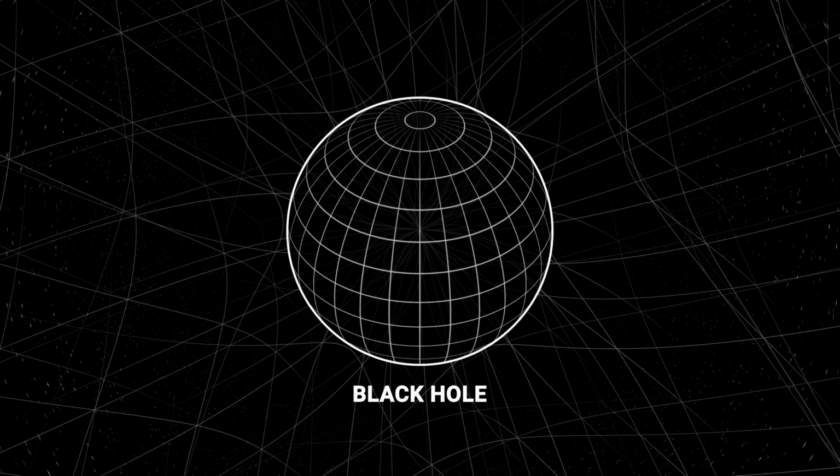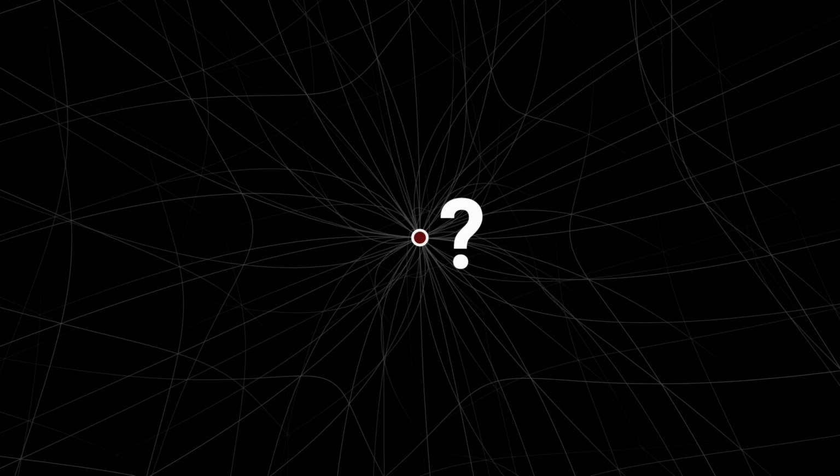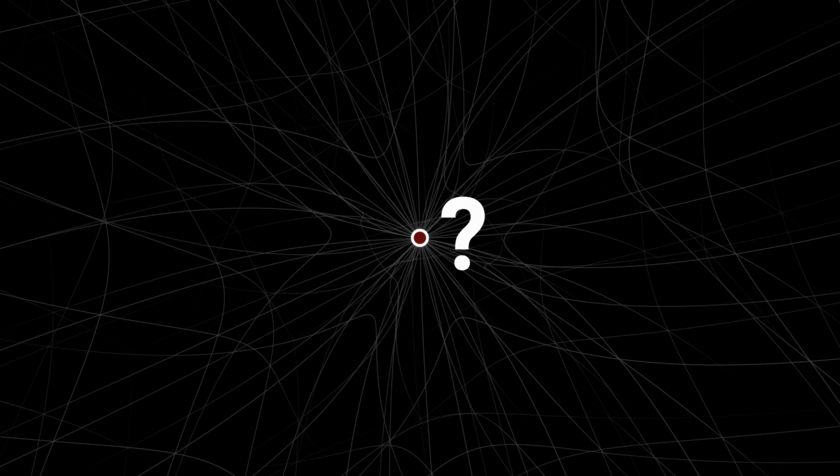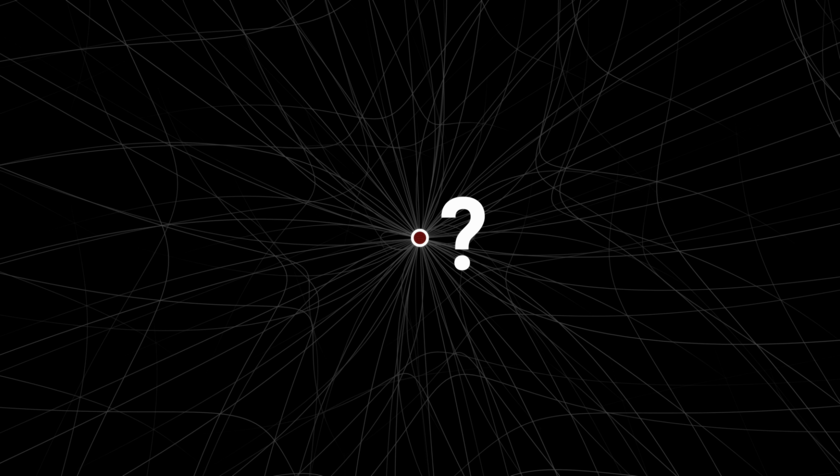At the center, the sun's matter condenses into a singularity, a microscopic region that our current models still struggle to describe.